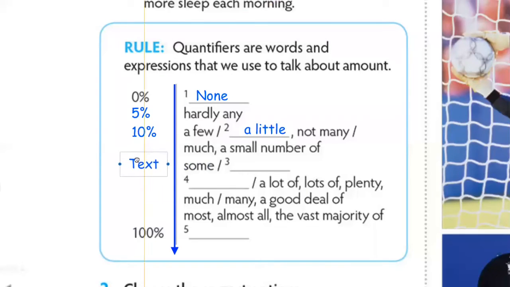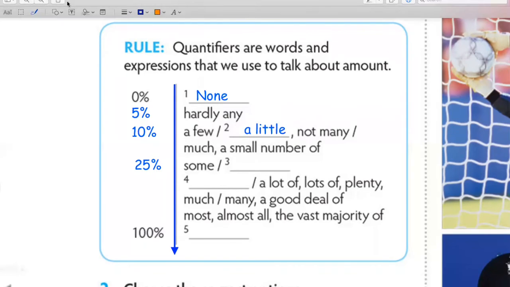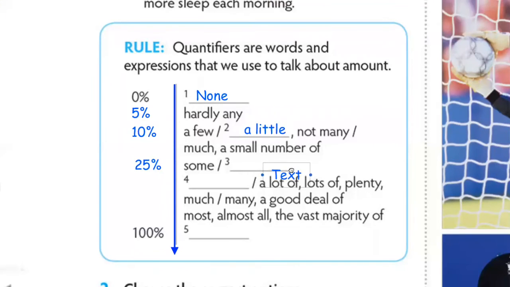Maybe I could put, I don't know, 25%. Yeah, for 25%, I can say some. I have some friends. They're not many, they're not less, but I have some friends. What is another quantifier word for some? Several. Yes, that's correct, several. Okay, now we continue with the level.